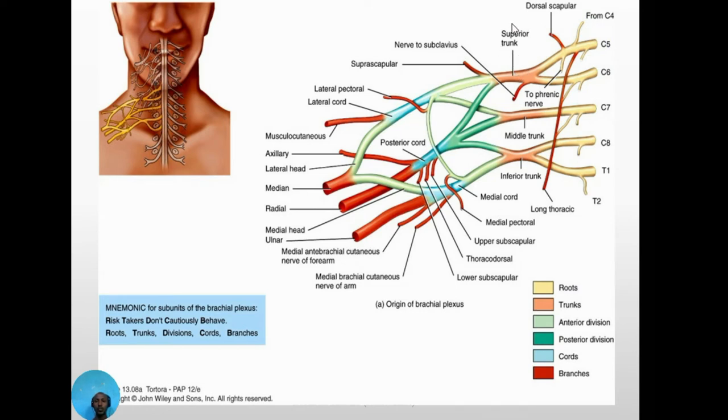For example, the superior trunk is formed from C5 and C6.